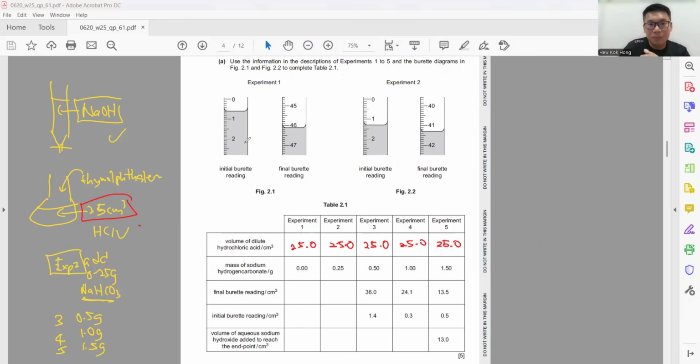Final reading of the burette we read here, 46.1. And then the initial reading is here, 0.6. The volume of NaOH used to reach the endpoint is this minus this. Then experiment 2, final volume is this, 41.3. Initial is 1.3. So the volume used is 40. Then this also minus, we know is 34.6 and 23.8. So we gather all this info.